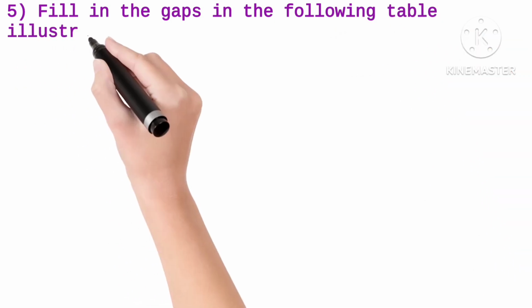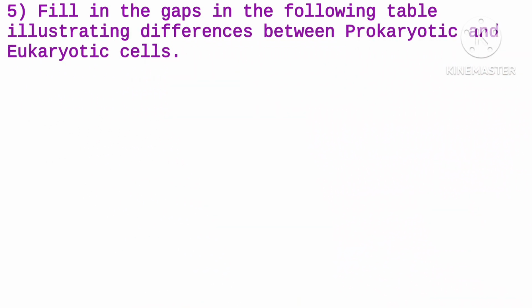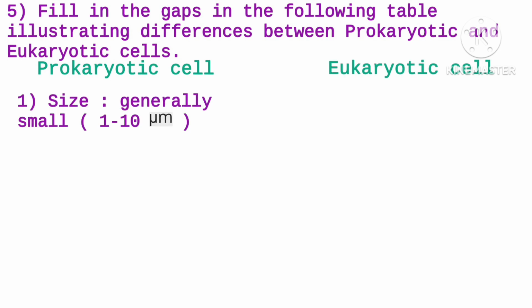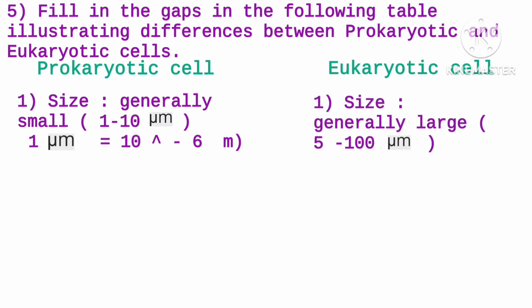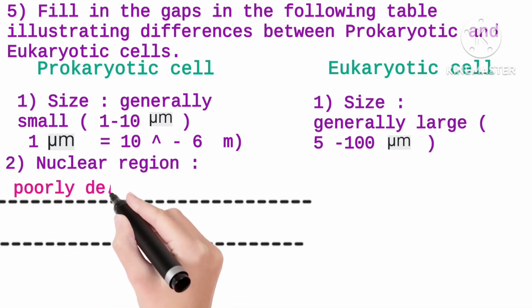Fill in the gaps in the following table illustrating differences between prokaryotic and eukaryotic cells. In prokaryotic cells, size is generally small, 1 to 10 micrometer. 1 micrometer is equal to 10 to the power minus 6 meters. Size of the eukaryotic cell is generally large, 5 to 100 micrometer.